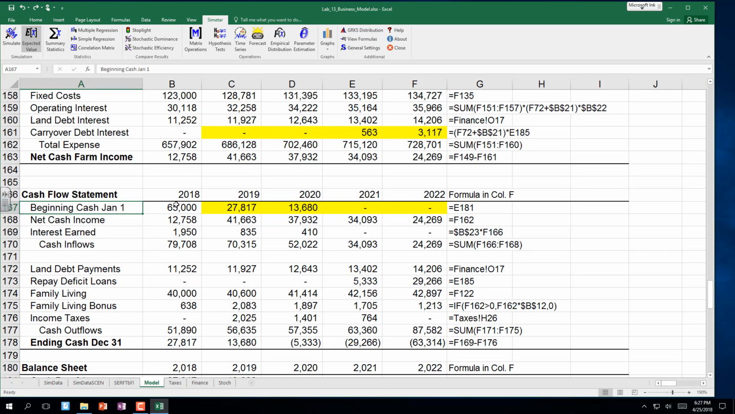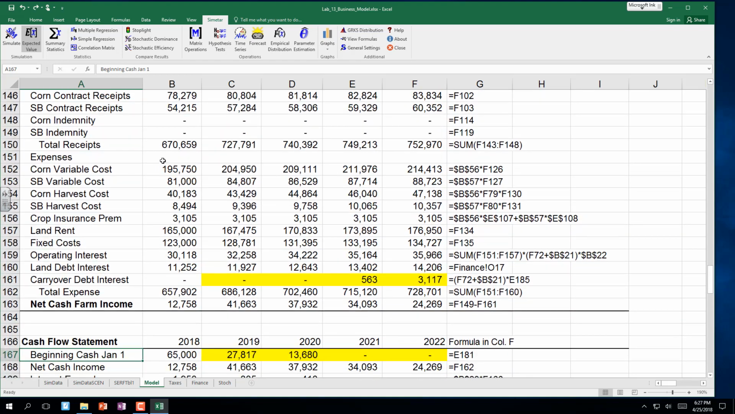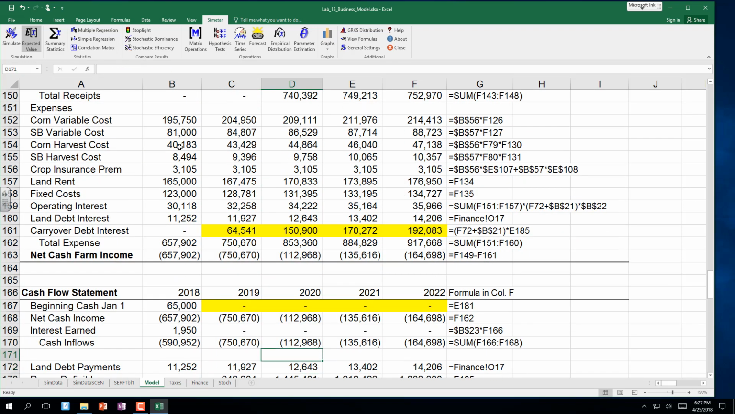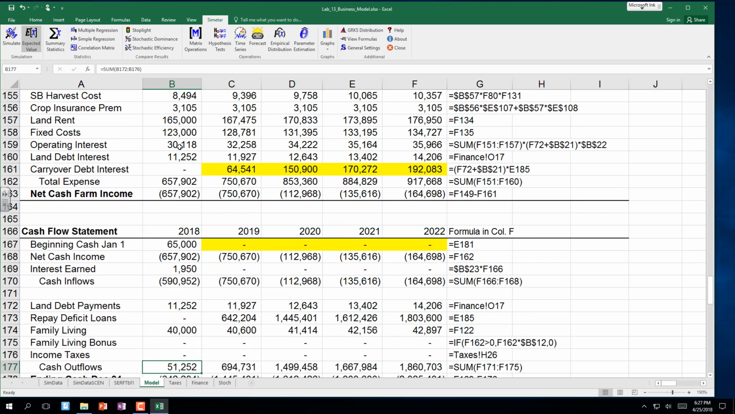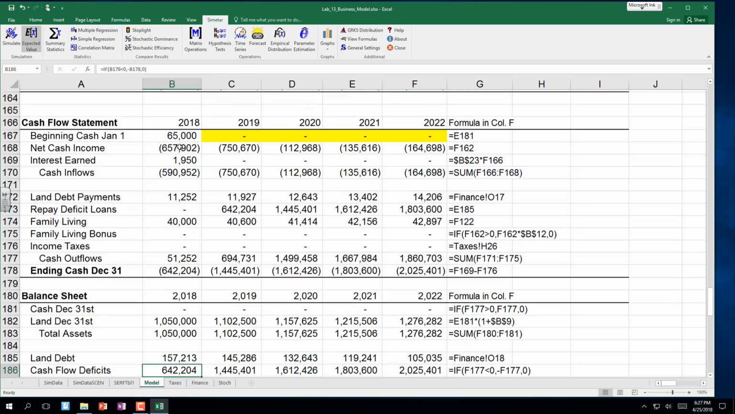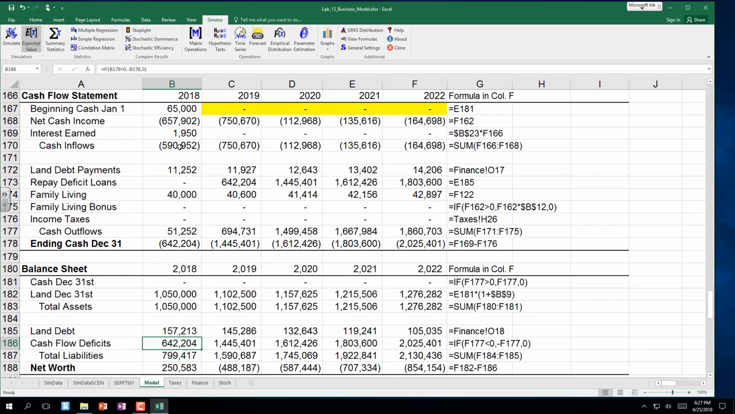If you're in expected value and you've got all positives running across here, the best way to check this is to come up here and put in a 0 for receipts for 2 years and see what happens. Okay, well, if I put in zeros, I get some big negative net cash incomes, right? And that should show me negative ending cash, okay? And that would show up as a cash flow deficit down here, right?